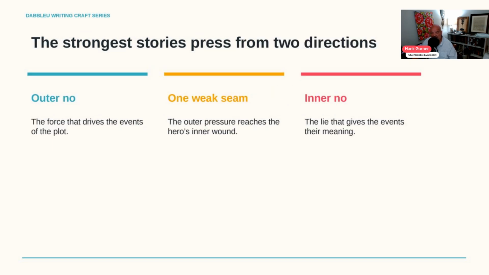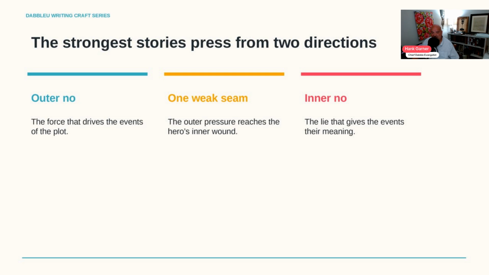The best stories can often carry at least 2 lines of opposition. An outer no drives the plot, an inner no drives the plot meaning. In a survival story, the mountain may be the outer antagonist, while the climber's need to prove himself is the inner antagonist. In a courtroom story, the legal system may block the evidence, while the lawyer's fear of failure makes her control the client instead of listening to him. In a romance, family expectations may keep the couple apart, while each person's old lie turns every misunderstanding into proof that love is unsafe. The 2 lines could press on each other.